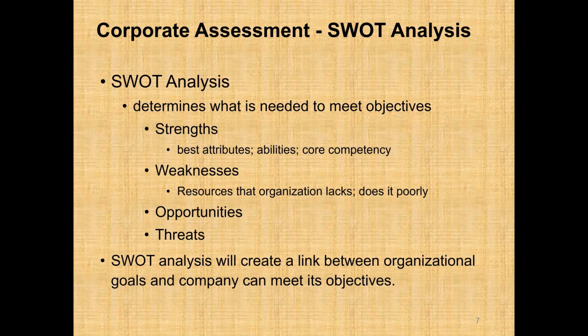The second is weakness. Weakness is basically the resources that the organization lacks. These are the gray areas or weak areas of the organization, areas of skills or attitudes where organizations are not really performing well, or are performing poorly. So weaknesses are also important in terms of gaining the true picture of that organization.